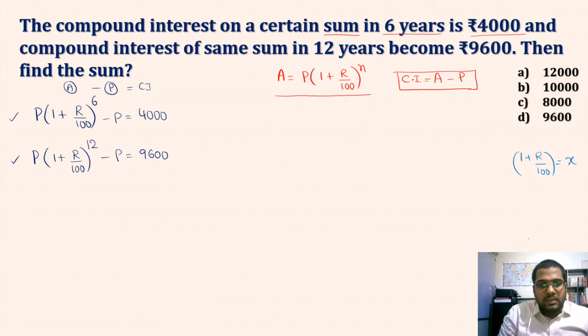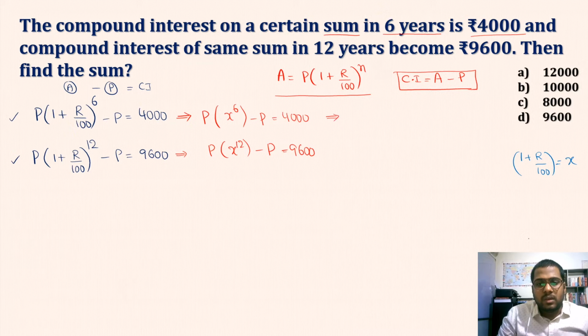Now I can write the first equation: P into X power 6 minus P is equal to 4000. Second equation: P into X power 12 minus P is equal to 9600. In the first equation, take P common: P into (X power 6 minus 1) is equal to 4000, and in the second equation, P into (X power 12 minus 1) is equal to 9600.